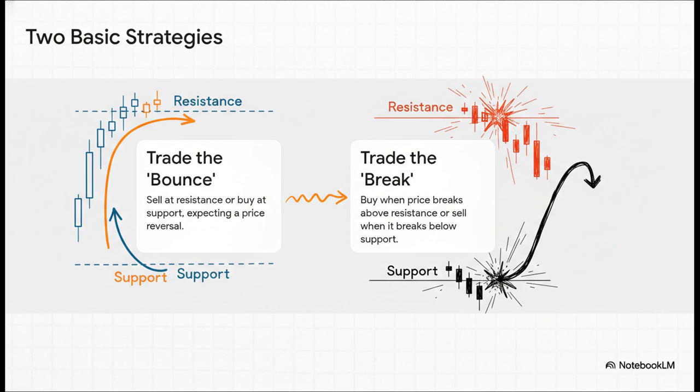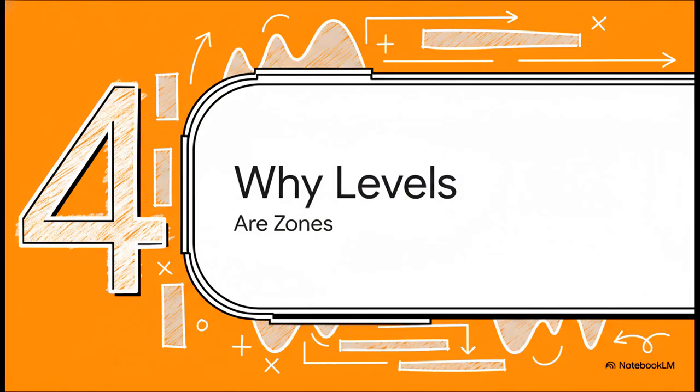So if you trade the bounce, you expect that ball to hit the floor or the ceiling and just reverse direction. But if you trade the break, you're betting it's going to smash right through it. But, and this is a big but, here's where things get a little trickier. This is where a lot of new traders can get themselves into trouble. Because in the real world, these levels are almost never perfect razor-sharp lines.